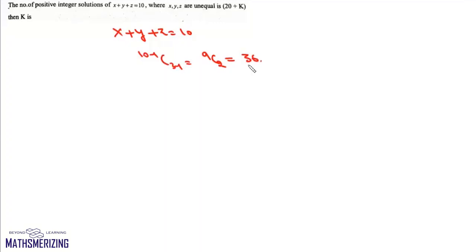Now from these total cases, we have to remove all the cases where the variables may be equal. Taking the first case, if x equals y equals z, we'll get 3x equals 10, and we won't get any integral solution in it.